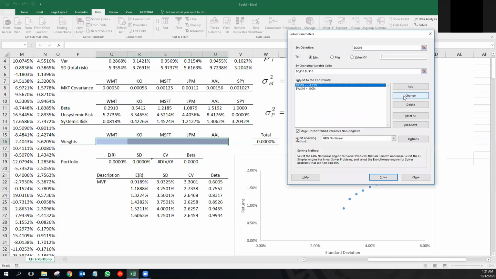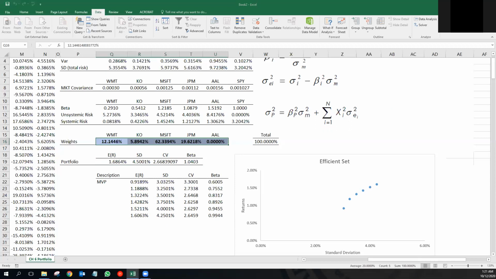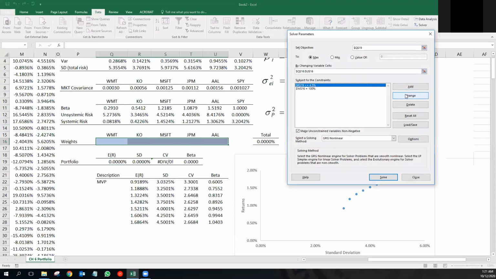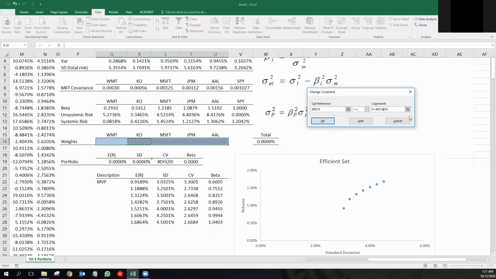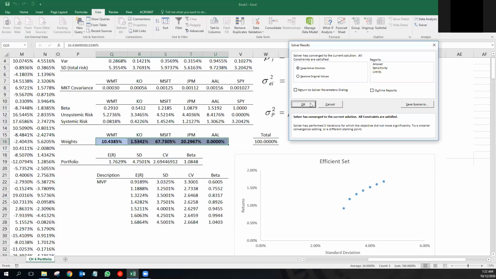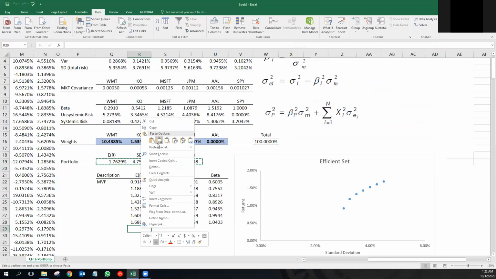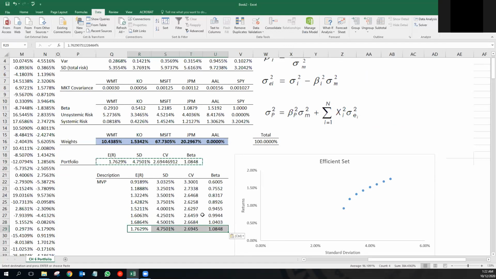Solver. Hit OK. Just going to do a couple more so we can really see how it keeps on building. Always delete these. Let's change it to 4.75. Okay. Hit OK. There we go. And let's finish it with 5%.